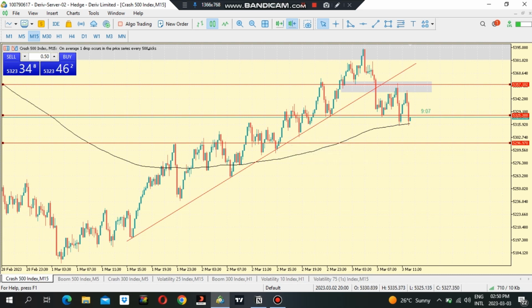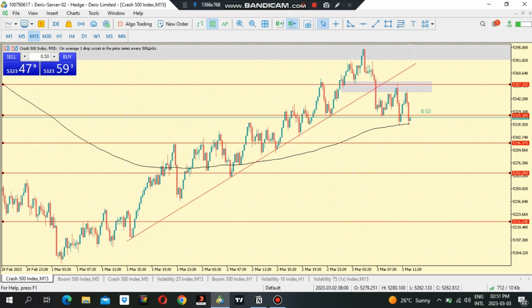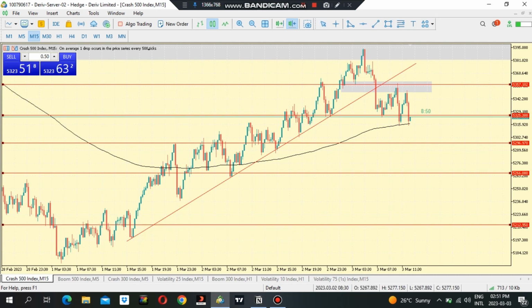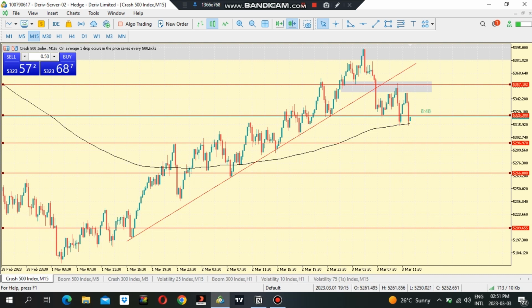So I'm just marking out, and these are zones. Remember, by the way, these are zones. I don't like using a specific point only, right? So these are zones. That's your second take profit, your third take profit, and finally your last take profit. Though most of the time it doesn't touch this last take profit.